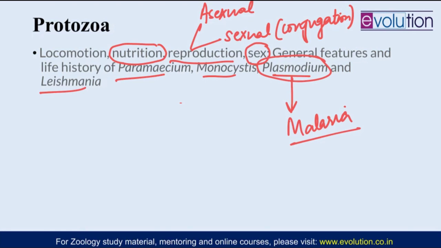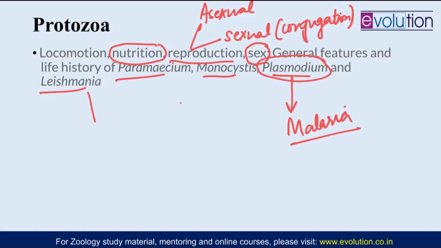So if you do it nicely in this part, along with the life cycle, the different symptoms of the disease and how the disease progresses, what the medicines and treatment available are, and what the preventive measures are, then you have actually covered one topic of economic zoology as well.